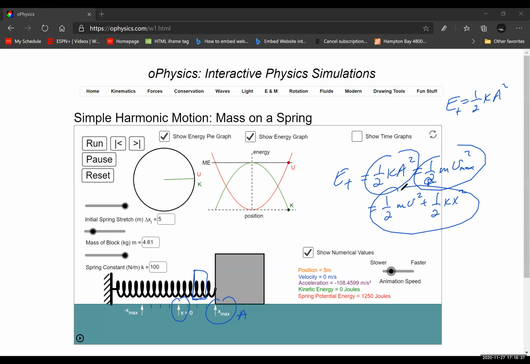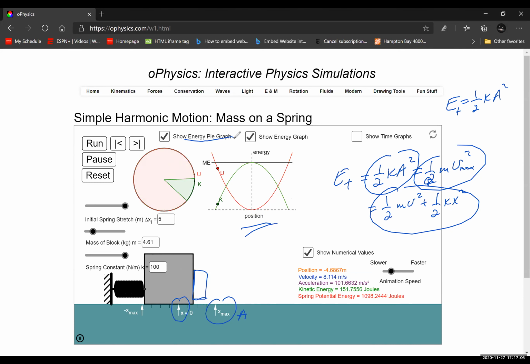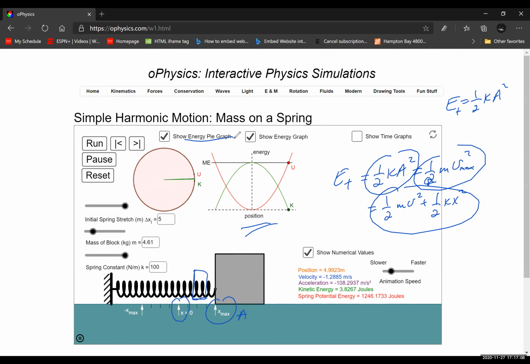You can see that you have two graphs. One gives you the energy graph, in terms of kinetic and potential, and that's right here. The other one is kind of like a pie graph, showing where you have kinetic and where you have potential, and when you convert from kinetic to potential. Let me run it a little slower so you should be able to see it. See, when it goes from negative a to a, at a it's all potential, then kinetic, then potential, then kinetic, then potential, right?